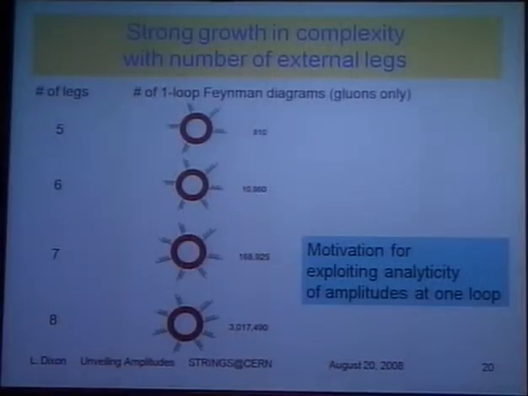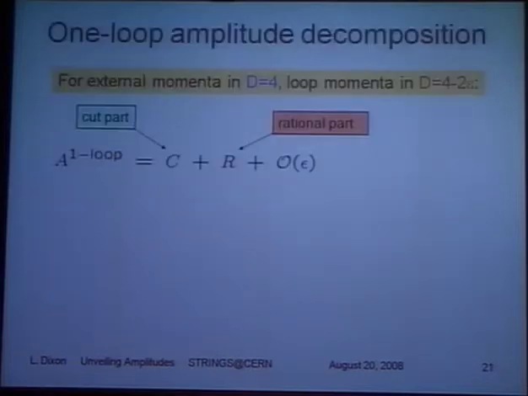And there's a really strong growth in complexity as you go up in the number of legs. So if you consider just the gluon processes, where I know the numbers, they grow quite substantially. And these 3 million numbers are plenty of motivation for trying to exploit the analyticity of amplitudes at one loop. So for that purpose, it turns out we can make use of a way of decomposing the amplitude that helps us pick off its different components more efficiently.